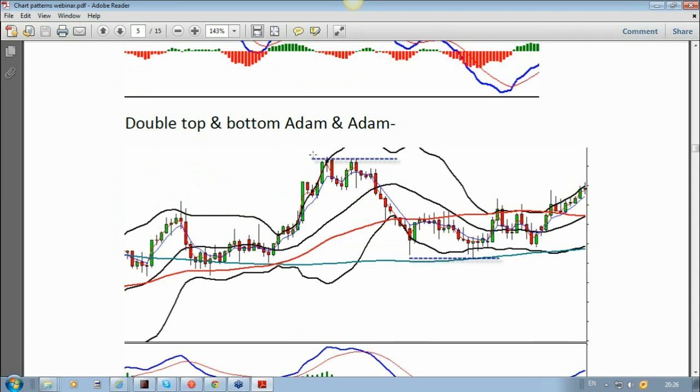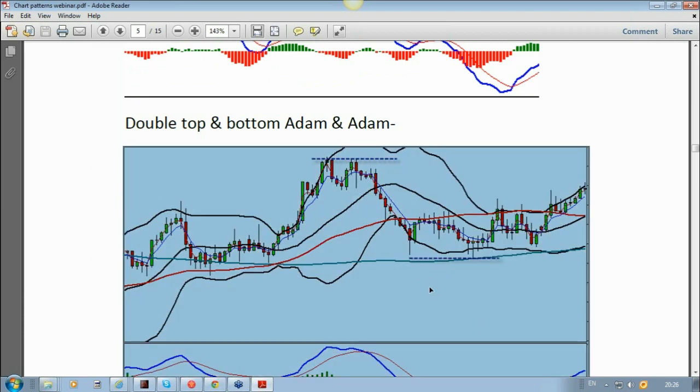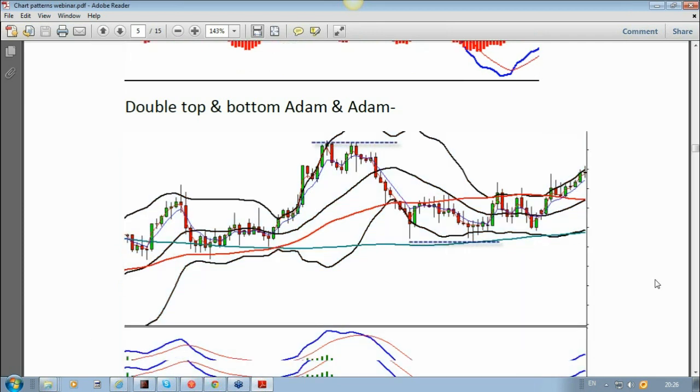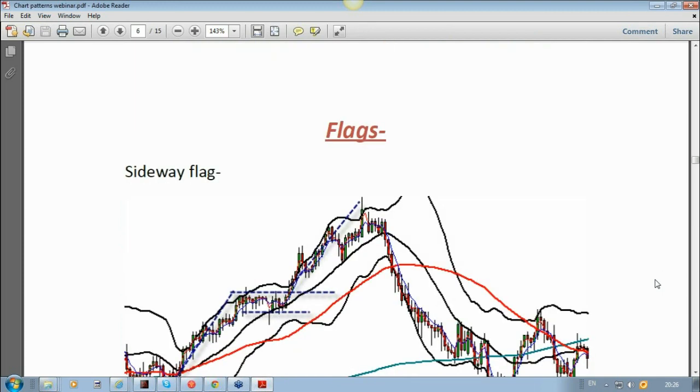For the question, should the double top be on the same level? No. It could be with very small angles, that's okay. The most important thing is just not big, crazy angles like this. As long as it's small, it's okay. Not big. Okay? Questions, please. If there is no question, we are going to discuss flags.